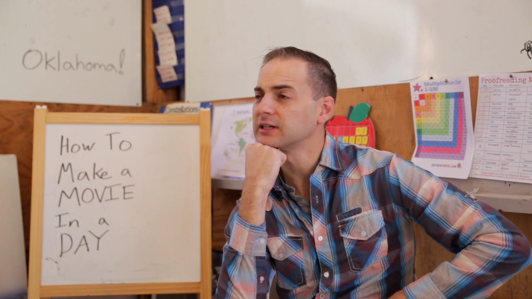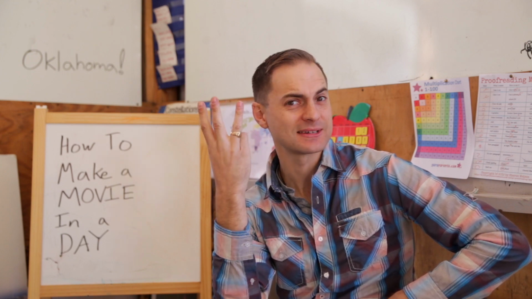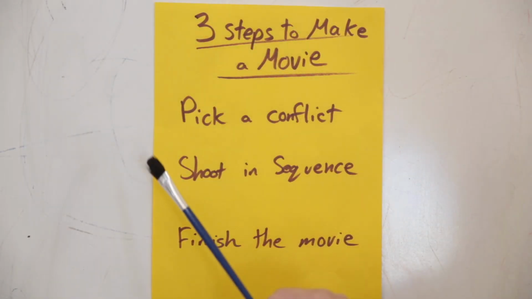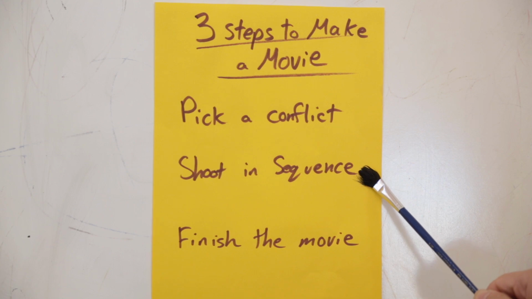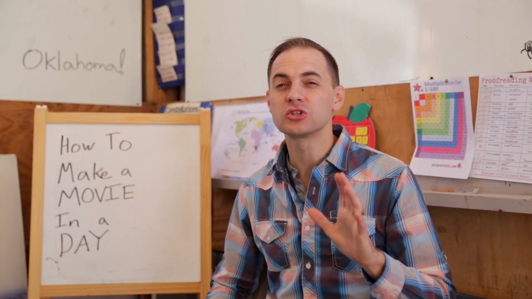I thought about this really hard and I've broken down filmmaking into just 3 steps. Step 1, pick a conflict. Step 2, shoot in sequence. Step 3, finish the movie. The first step is to choose a conflict.